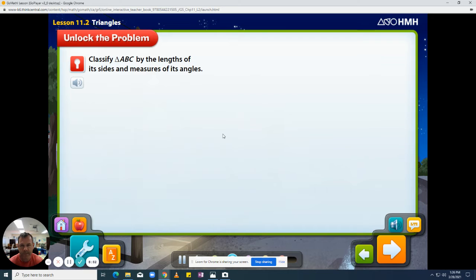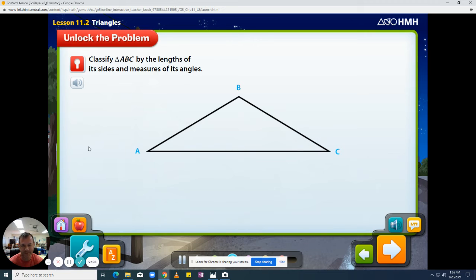Let's classify a triangle by the lengths of its sides and measures of its angles. Let's unlock the problem. Let's unlock the problem. You can begin by measuring the length of each side of the triangle. The length of line segment AB is 7 centimeters. The length of line segment BC is 7 centimeters. The length of line segment AC is 12 centimeters. Notice that triangle Two sides ABC are only the has same. two congruent sides. What type of triangle has only two congruent sides?